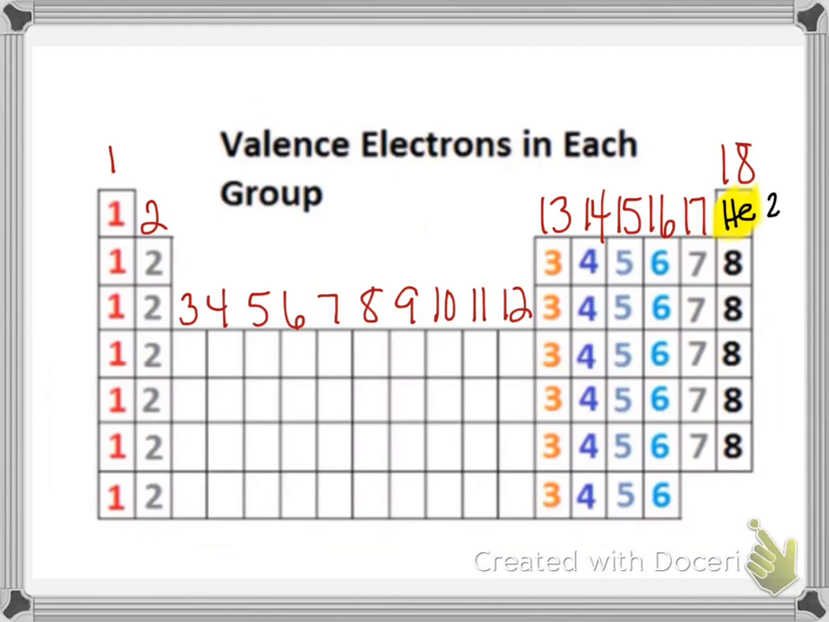You know in science there's always a rule and an exception to the rule. Well, there's your exception. But I hope that you can see that the group number or family number is equal to the number of valence electrons. And again, valence electrons is the number of electrons in the outermost shell.